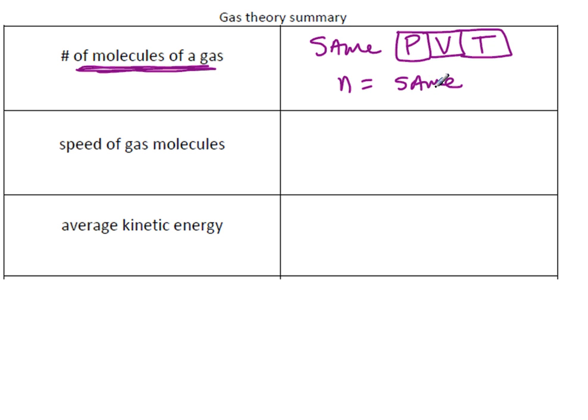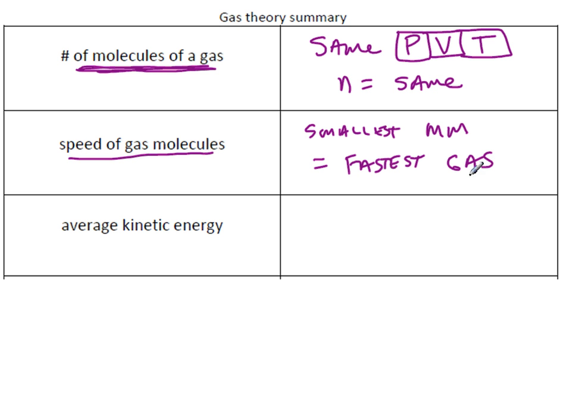Speed of a gas. Speed of a gas is directly related to its molar mass. The smallest molar mass of a gas equals the fastest gas. So that's the fastest gas. So if they ask you to compare gas molecules, it's based on molar mass. Lighter the molar mass, or smaller, the faster it'll be.